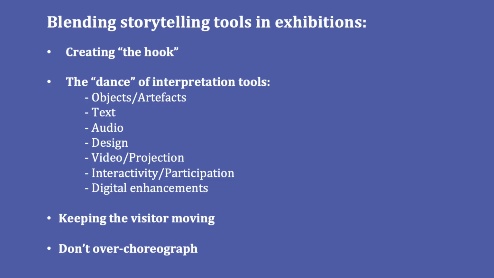And now we move on to the dance of the interpretation tools. First of all, objects and artifacts. They're usually key in a museum exhibition. Objects are often the anchor of an exhibition, the starting point of the story. They're real, they're tangible, and they're full of presence. But left alone, they can be silent.